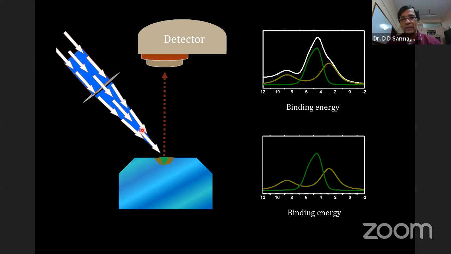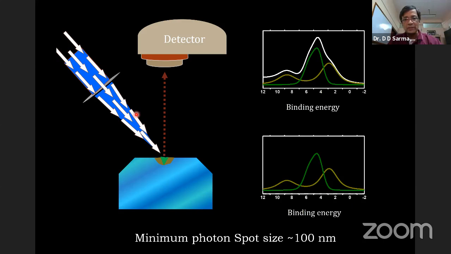And of course, the resolution depends on how tightly you can bunch this. And it's a very difficult technique. And there are only a few synchrotron centers where you can do this. And one of the best beamlines is ESCA microscopy, Luca's beamline. And that's where we did this experiment. And the spot size of the photon was 100 nanometer, 0.1 micron. So that is our space resolution.